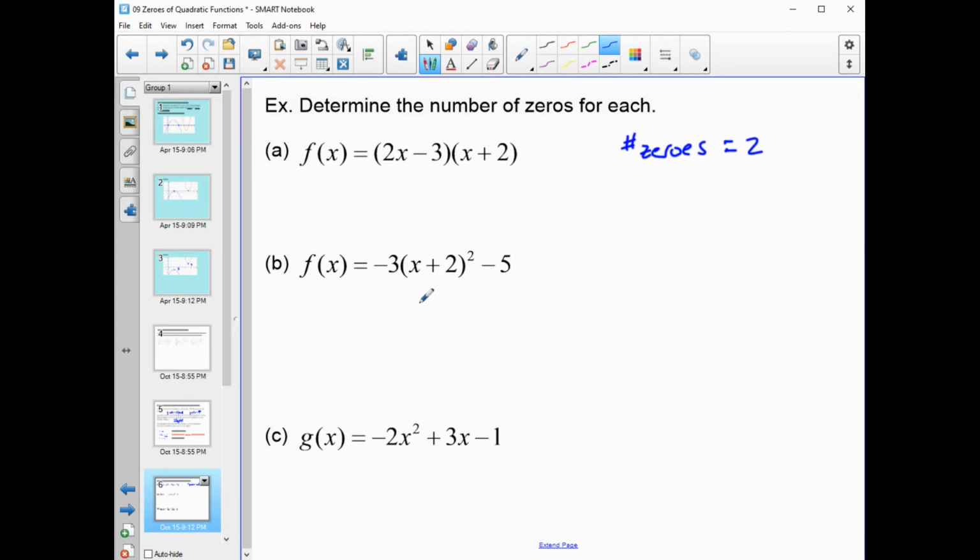Part B, it's in vertex form. A little bit more work required here, not a lot. First of all, let's identify the vertex. You could do this in your head. The vertex is at -2, 5, or sorry, -2, -5. I'm going to write it out and just do a quick sketch. And again, you could visualize this. -2, -5 means the vertex is somewhere over here.